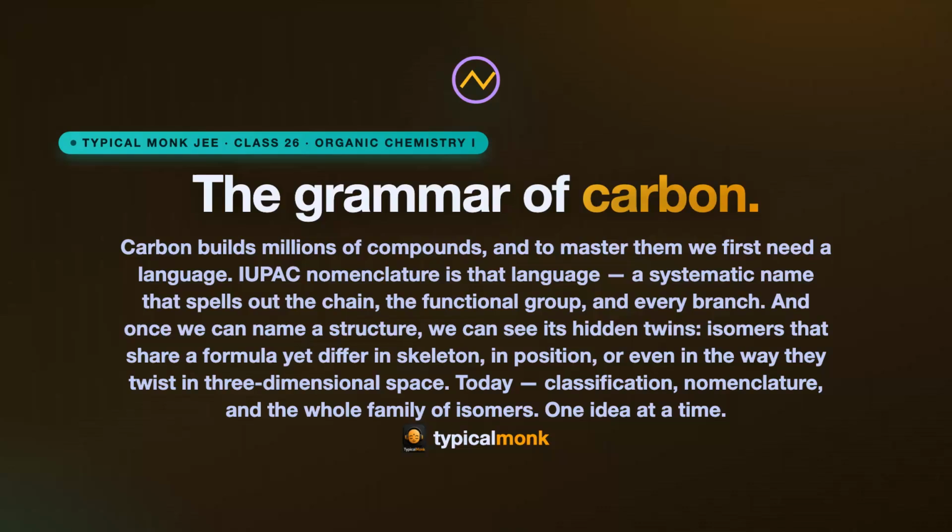Carbon builds millions of compounds, and to master them, we first need a language. IUPAC nomenclature is that language, a systematic name that spells out the chain, the functional group, and every branch. And once we can name a structure, we can see its hidden twins, isomers that share a formula, yet differ in the skeleton, in position, or even in the way they twist in three-dimensional space. Today, classification, nomenclature, and the whole family of isomers. One idea at a time.